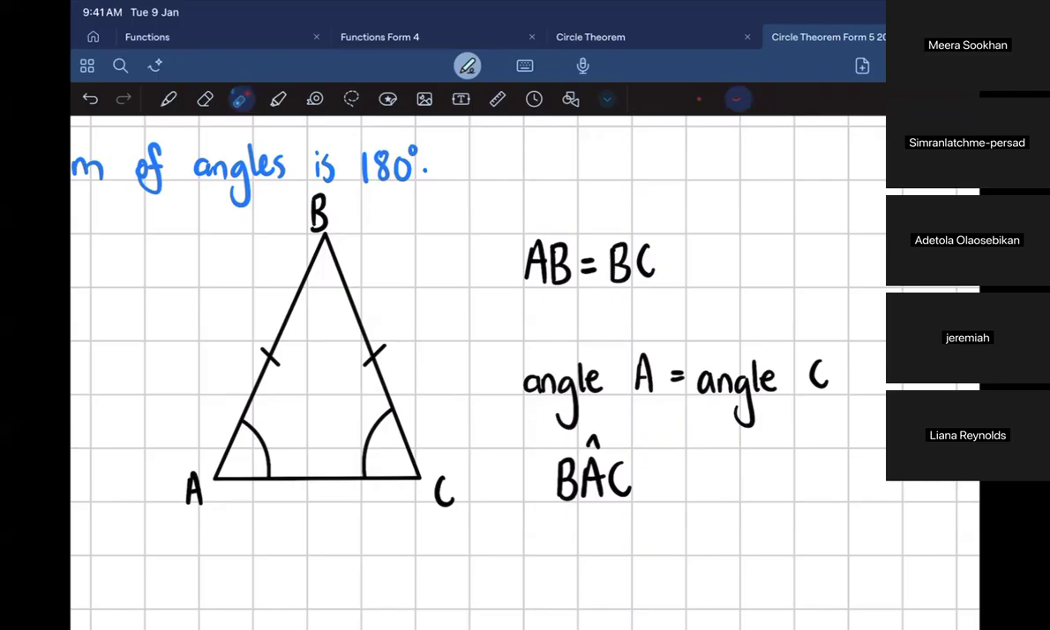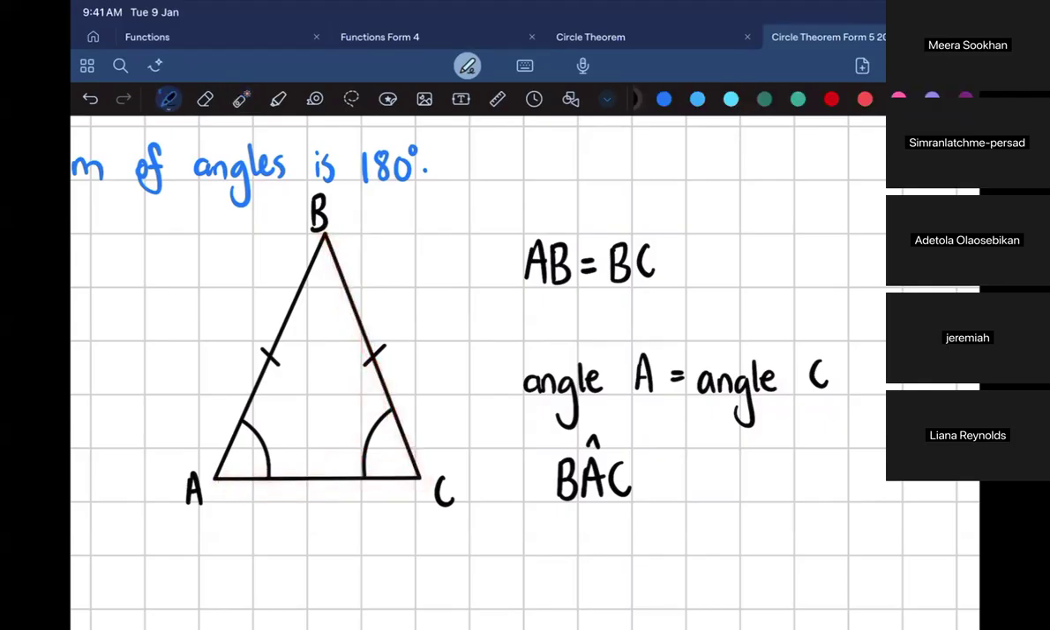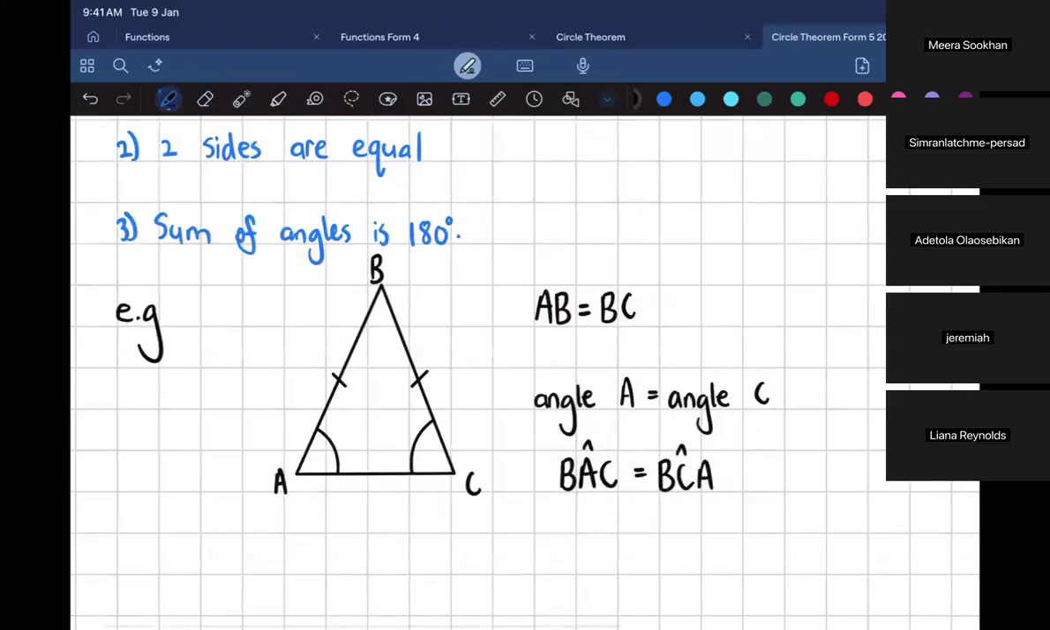So let's figure out this one now. That angle would be in between BC and CA. So how would I write that? BCA. Correct. Yep. BCA. Lovely. So big up.